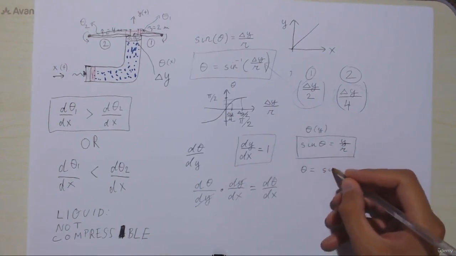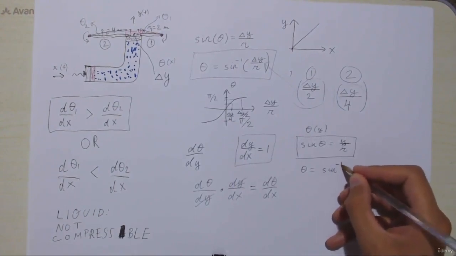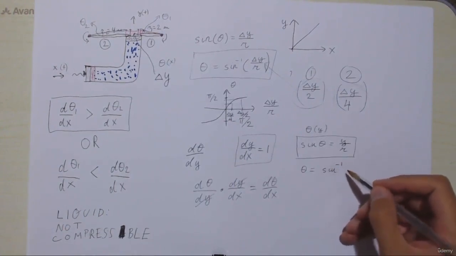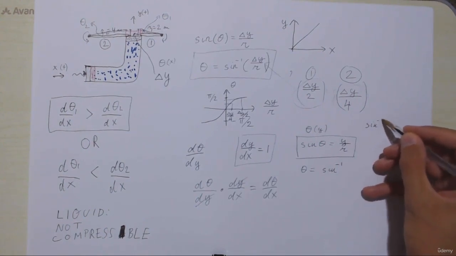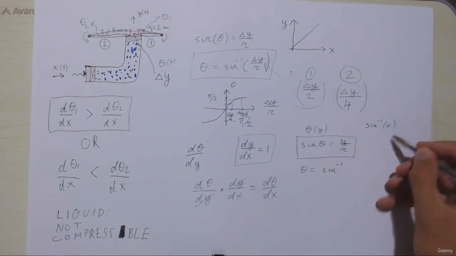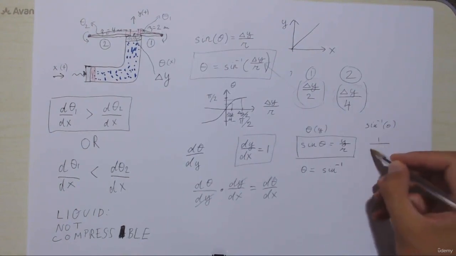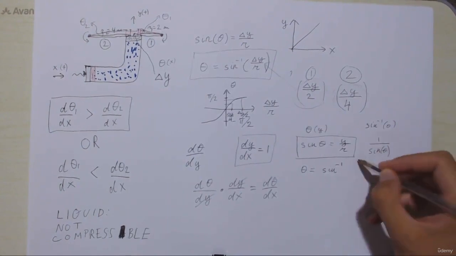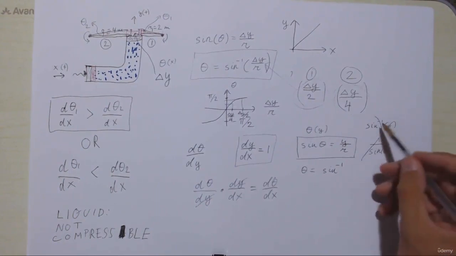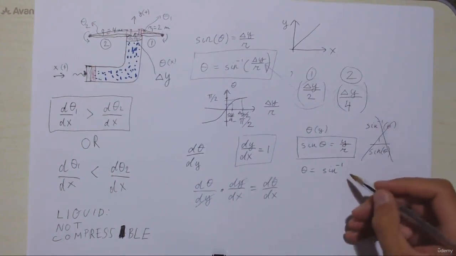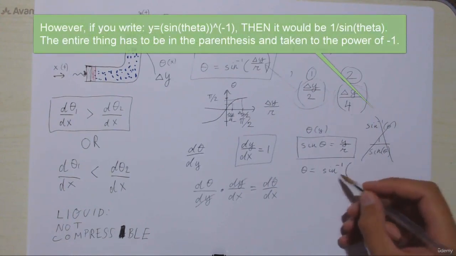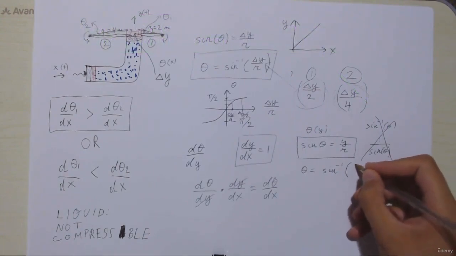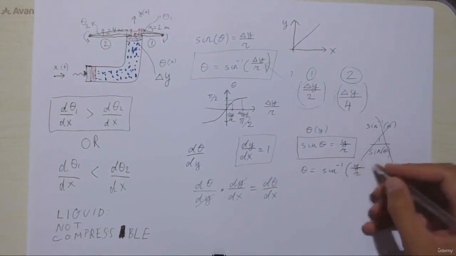Theta equals sine minus 1. In fact, it's not minus 1, it's inverse. Don't confuse it with this. Sometimes people make a mistake and they think that this is the same as this. And it is so wrong. This minus 1 here means an inverse function. So theta equals inverse sine of y over r.